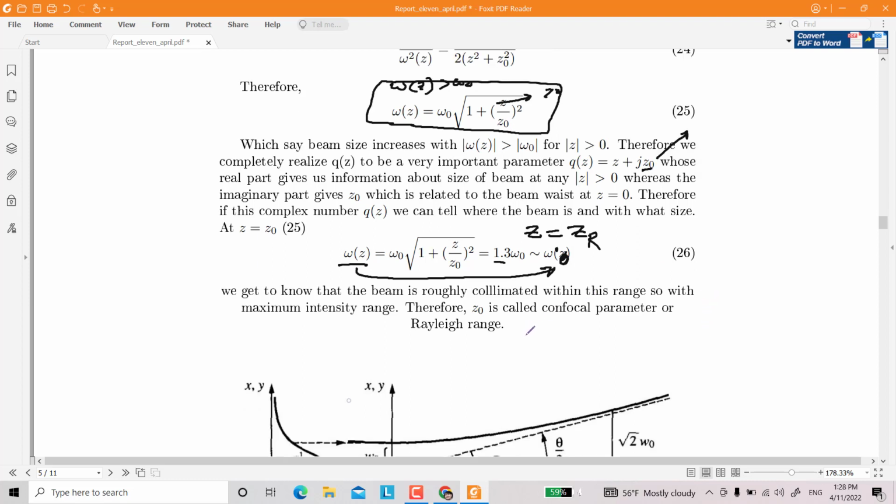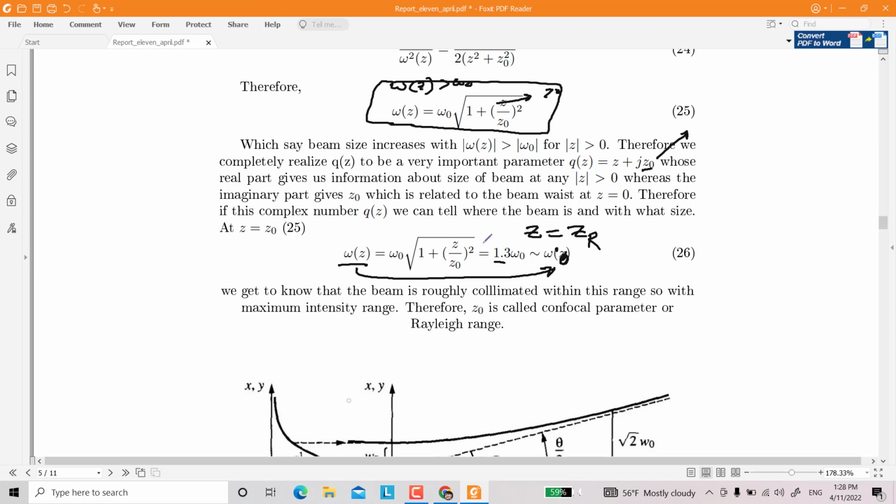So if you are interested in doing some kind of intense interaction with laser light or Gaussian beams in your experiment, then you have to place your specimen or the target material on which you are interested in shining this Gaussian beam. It will have the maximum impact within this range.